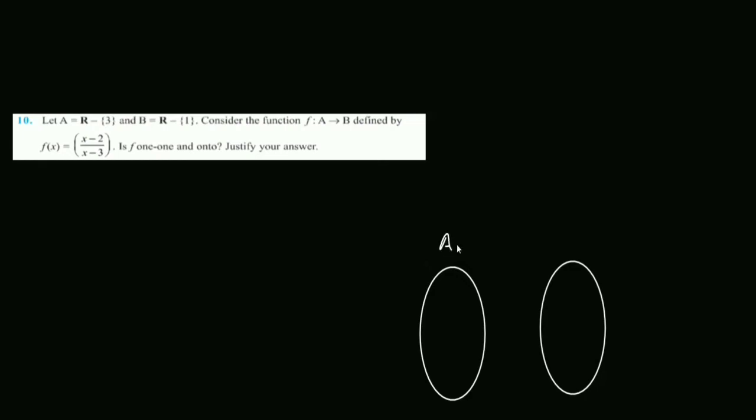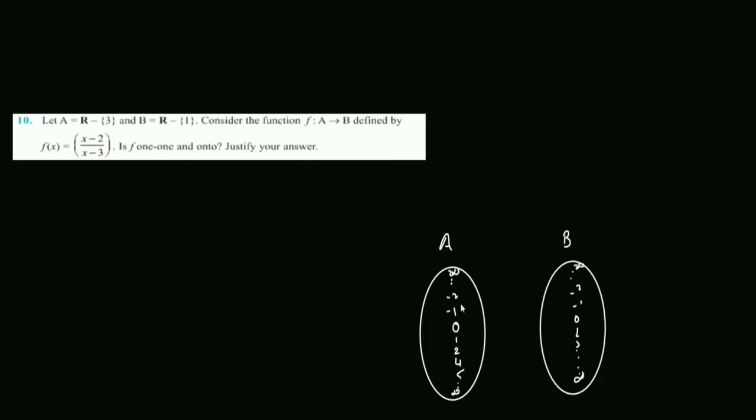Question number 10. A is R minus 3, B is R minus 1. The function f is from A to B, f of x is given like this. Is the function f 1 to 1 and onto? Justify your answer. A is given as the real numbers except 3: 0, minus 1, minus 2 up to minus infinity, and here you have 1, 2, 3 is not there, 4, 5, etc. And here in B, 1 is not there, 2, 3, etc.